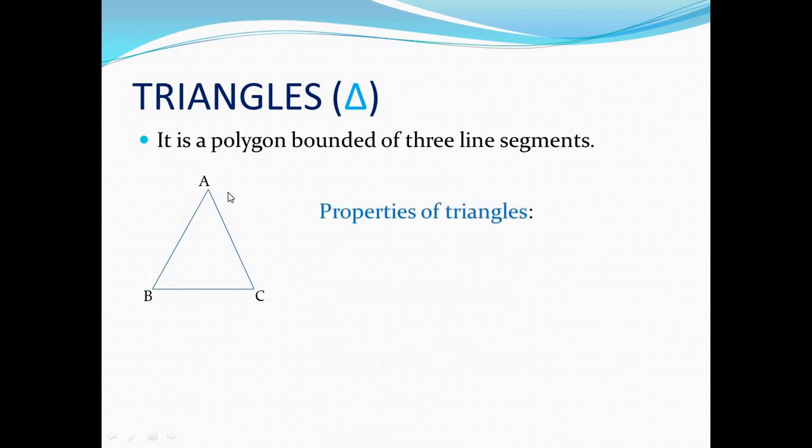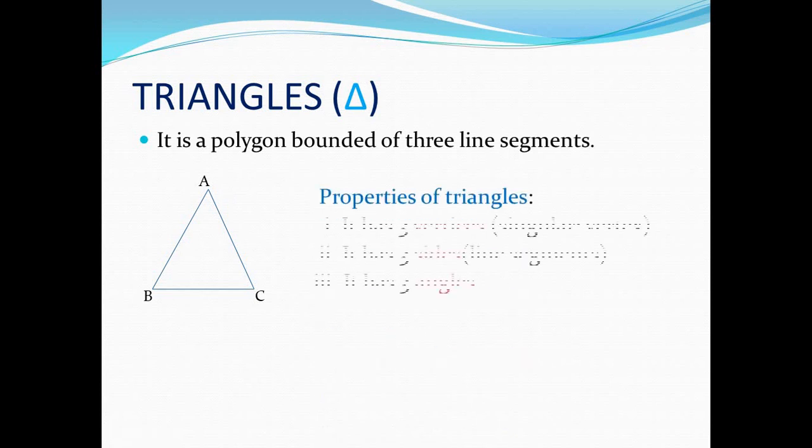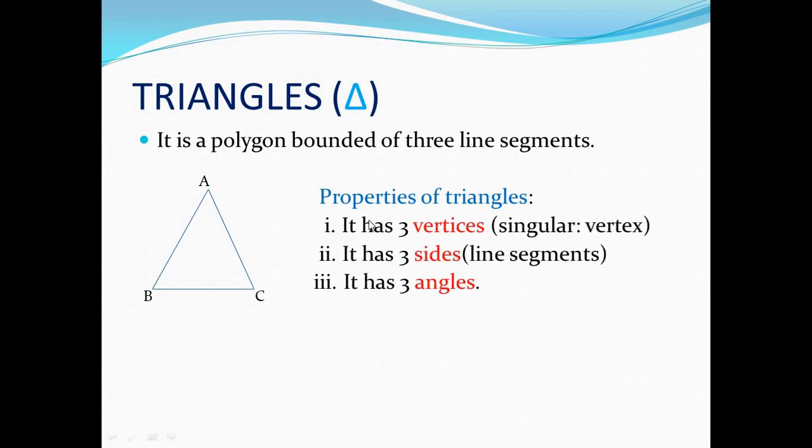Then triangle has properties. The properties of triangles are, see, it has three vertices, vertex A, vertex B, vertex C. In singular, we pronounce vertex. In plural, a total of three vertices are there. It has three sides, AB, BC and AC. It has three angles, angle A, angle B and angle C.